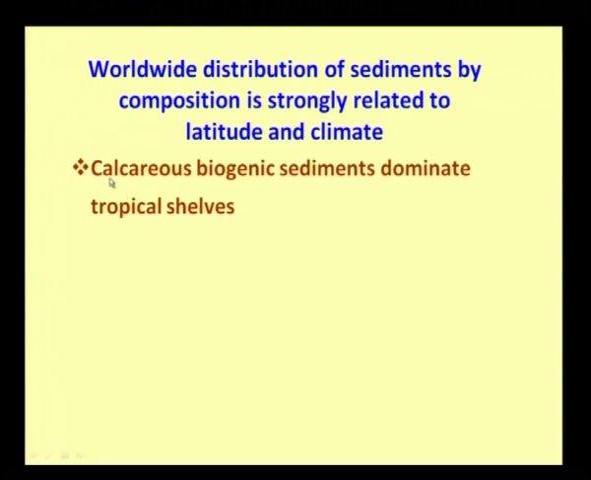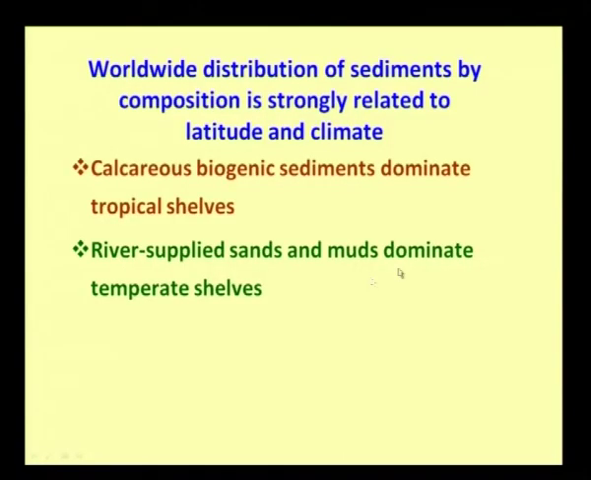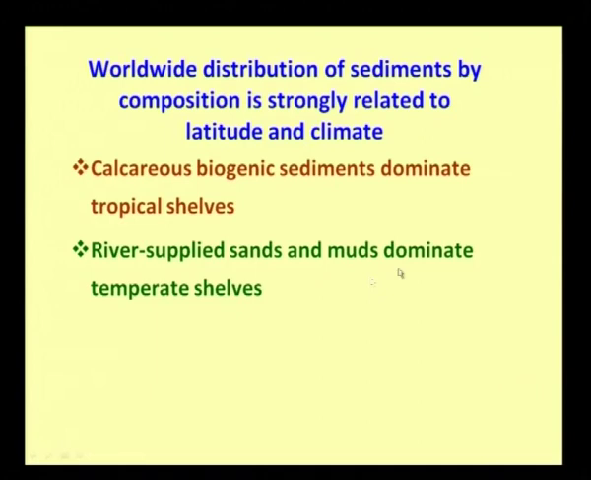The first category is calcareous biogenic sediments, and they are dominating in tropical shelves. That means in the tropical region, calcareous biogenic, because the tropical places or the tropical forest are characterized with a lot of biotic environment, and therefore the sedimentation happening in the tropical islands and tropical places is biogenic sediment. They are dominating in the tropical ecosystem. And the second, the river supplied sands and muds, they are dominating the temperate shelf.